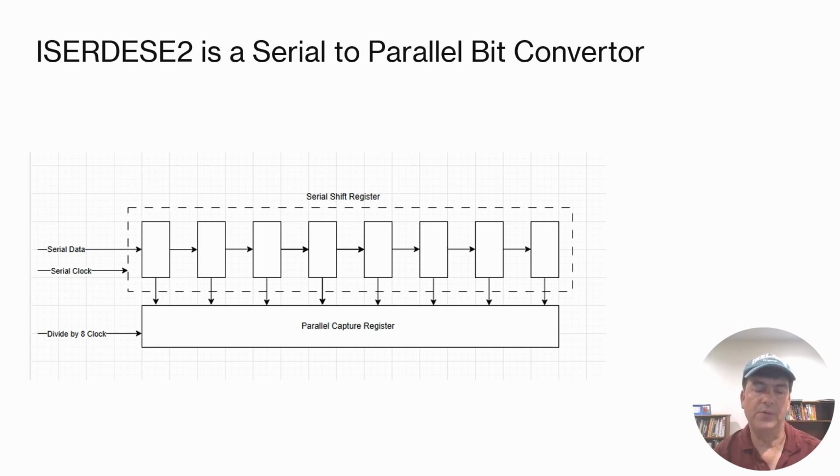ISERDESE2 overview. Before we move on to the Vivado demonstration, let's quickly review how the ISERDESE2 works. From the diagram, serial data from the ADC is shifted into the serial shift register. After 8 bits have been shifted in by the serial clock, the parallel register captures the data using a slower clock, a divide by 8 clock for SDR, or divide by 4 clock for DDR mode.